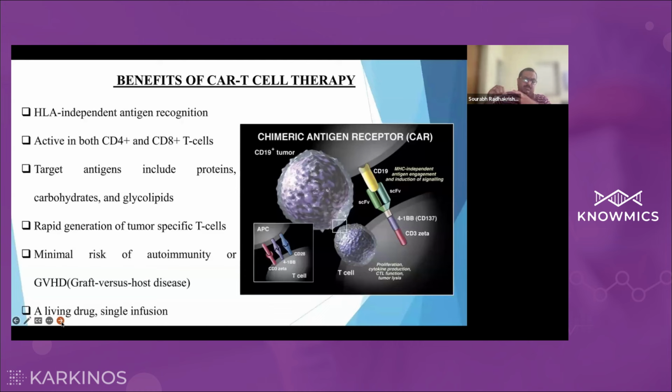Third thing is, of course, by the 3rd generation CAR-T, you can have rapid generation of tumor-specific T cells. And unlike in an allogeneic transplant, you don't have the possibility of GVHD because it is entirely autologous. Although some degree of GVHD would be useful in some situations, here there is zero GVHD. So GVHD is a kind of double-edged sword. Severe, it is life-threatening. Mild is always preferred in a patient, but fortunately or unfortunately, this will not happen with CAR-T because these are autologous. So basically, it's a living drug because it's made of the patient's own T cells, and you give it through a single infusion.